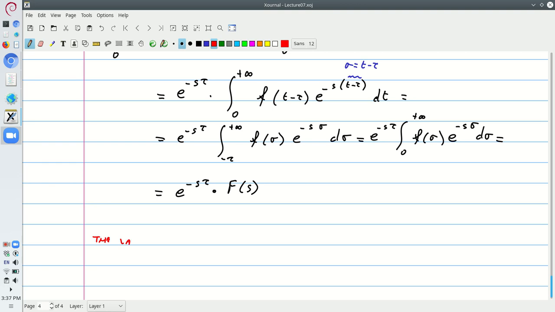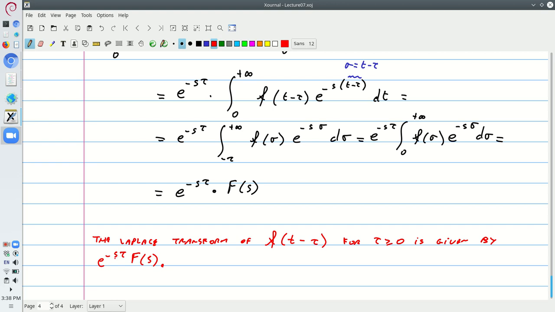So what we can write is the Laplace transform of f of t minus tau, for tau greater or equal than 0, is given by exponential of minus s tau times F of s. In other words, if you have a delay in your function, the Laplace transform does not have a delay. It's simply multiplied by this exponential of minus s tau.